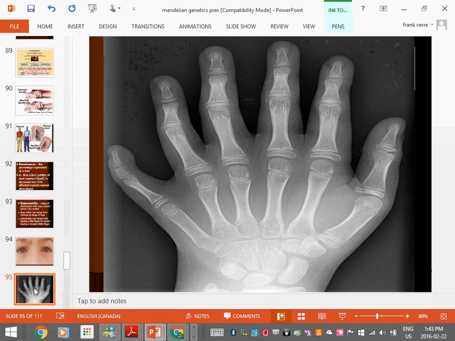Don't assume that all back conditions are recessive. I'm not saying having 6 fingers is necessarily bad, but it's not what you normally expect.